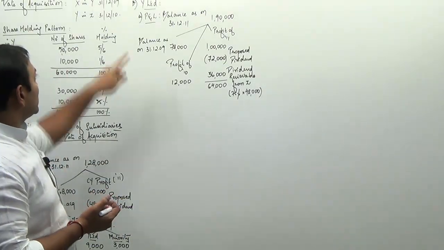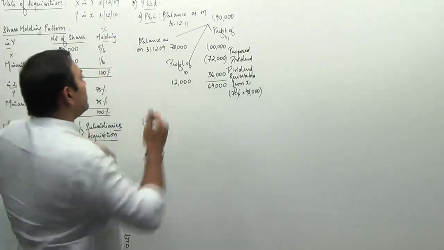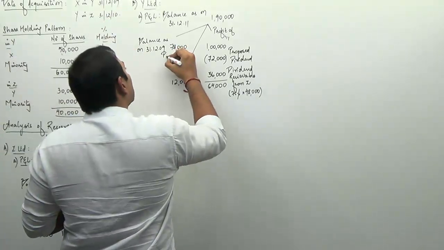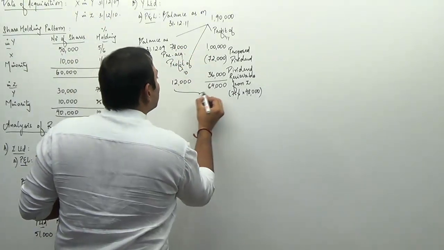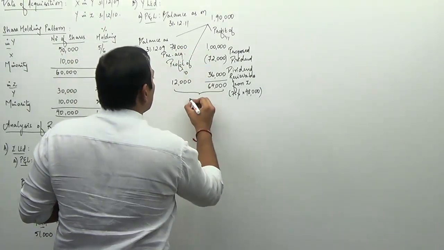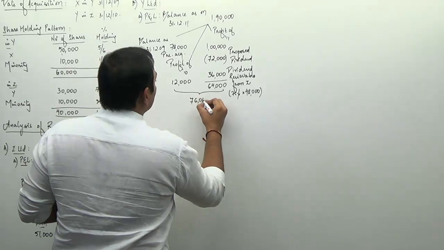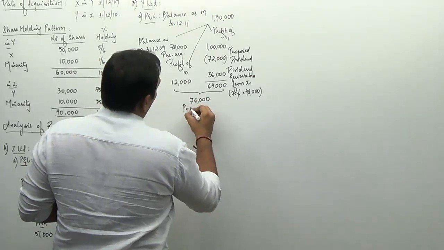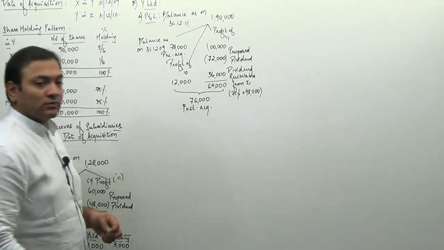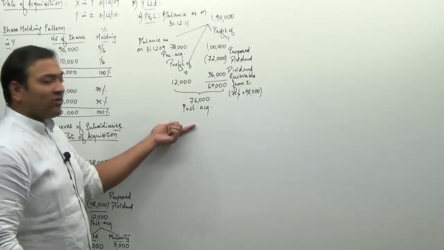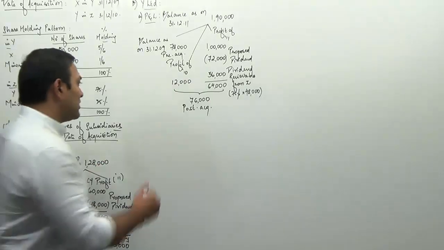My date of acquisition is 31st December 2009. So whatever is existing on that day, I'll take it as pre-acquisition. My profits for the year 2010 and 11, total is 76,000. It should be taken as post-acquisition. We have identified pre-acquisition and post-acquisition. We can go for the distribution table.